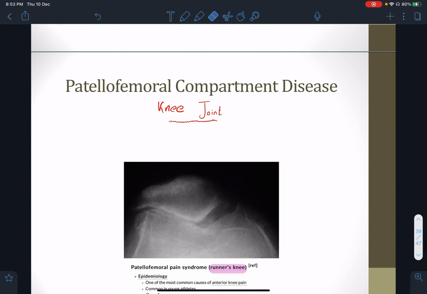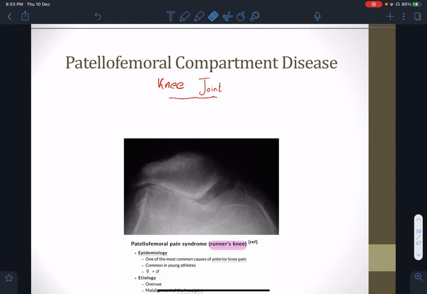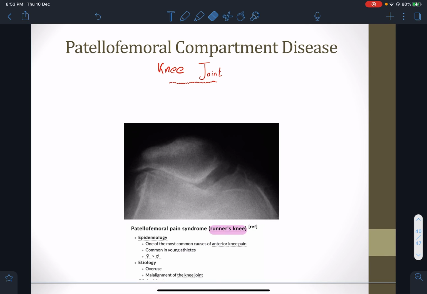Going back to the slide, the patellofemoral compartment disease is a known disease. It's known as a syndrome called runner's knee. It is commonly found in athletes participating in, like, the marathon. From too much training and running, they may have this disease, which is highly associated with osteoarthritis.